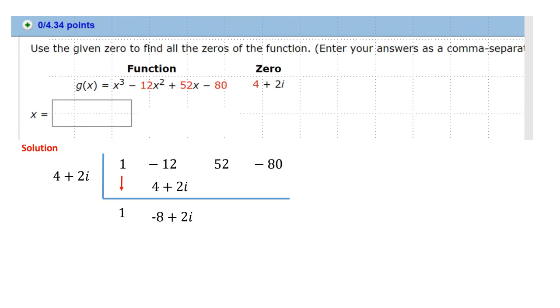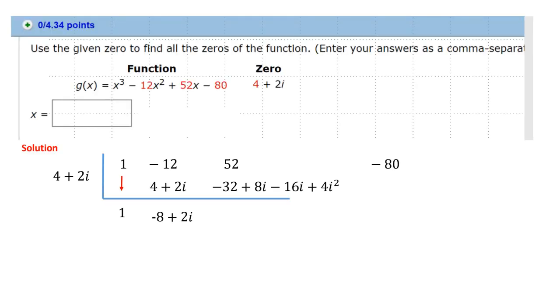So the negative 12, again, doesn't have an imaginary part, so I'm just going to add real with real, imaginary with imaginary. So the real part is negative 12 plus 4 gives me a negative 8. This has no imaginary, so 0 plus 2i is just 2i. Then let me do it again. 4 plus 2i times negative 8 plus 2i is going to give me negative 32 plus 8i minus 16i plus 4i squared. Let me simplify by combining like terms.